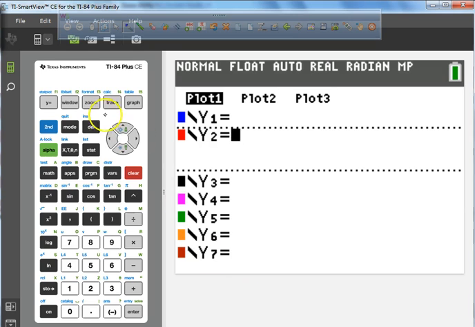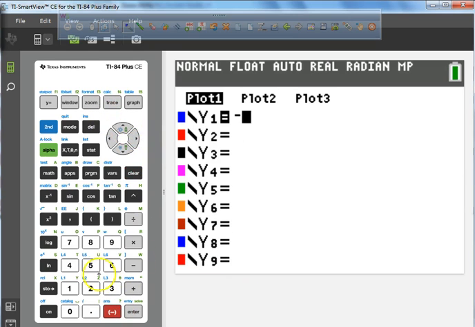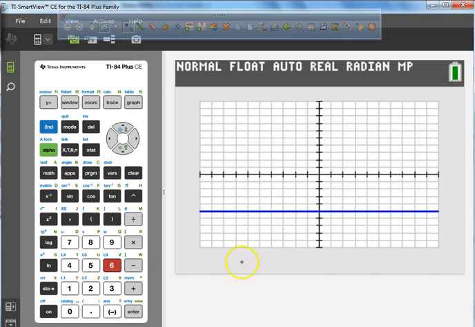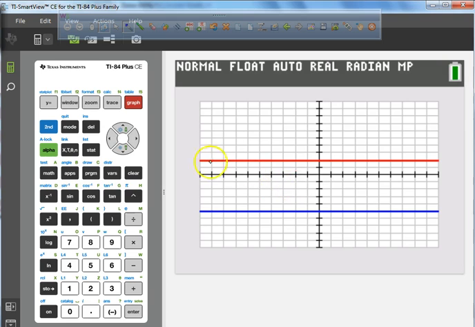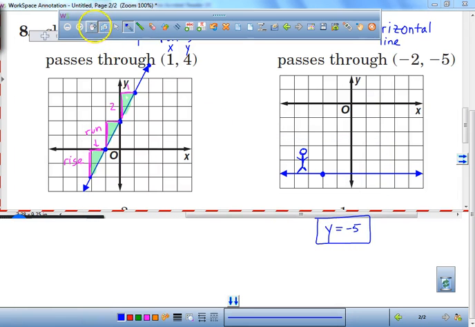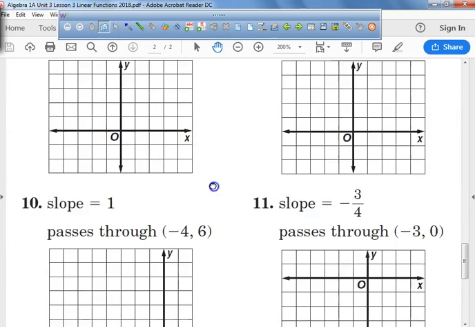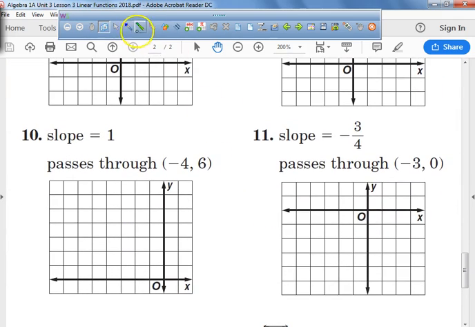If you don't believe me, go right here, type in y equals -5 in your graphing calculator. I'm going to hit zoom standard. There's your line, y equals -5. If I said y equals 2, you still have a slope of 0, but where would the y be? Right there at 2. So anytime you see that, that's what I want you to recognize. So that's slope of 0, pretty easy.